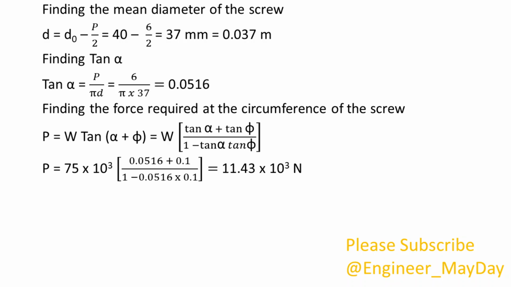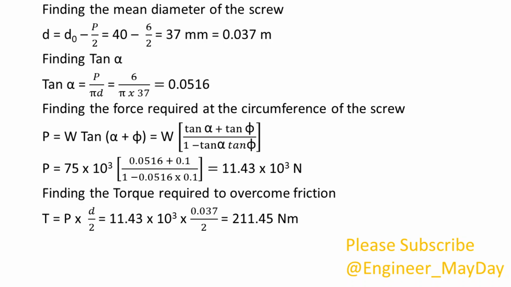Finding the force required at the circumference of the screw, P equals 11.43 times 10 to power 3 newtons. Finding the torque required to overcome friction, T equals 211.45 newton meters.